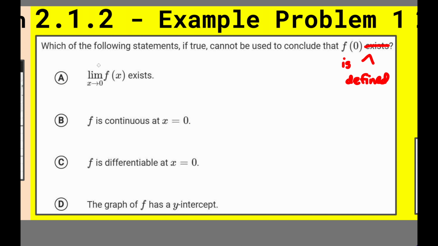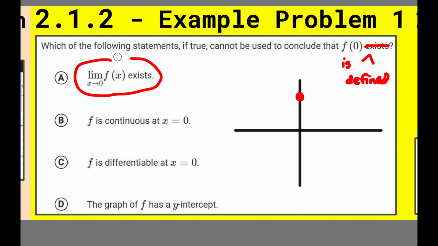So what I'm going to do on this is actually, because that's a lot of concepts on this problem, just graph this out. Okay, f of 0 exists, so I'm just going to say f of 0 is right here. It doesn't really matter the value for it, so there's some y value there. It exists. Okay, so if this limit right here is true, as the limit approaches 0 on both sides, it cannot be used to conclude.